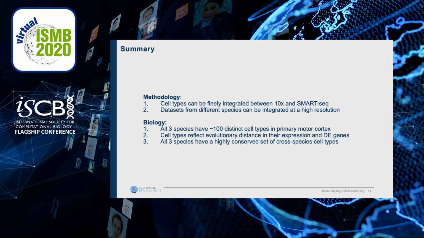And lastly, in terms of biology, all 3 species tend to have around 100 distinct cell types in the primary motor cortex. The cell types reflect evolutionary distance in their DE gene expression, meaning that human and macaque have more similar profiles than either primate does with mouse. And lastly, all 3 species have a highly conserved set of cross-species cell types. So there's around 40 integrated clusters and around 100 total clusters, so about 50% conservation.